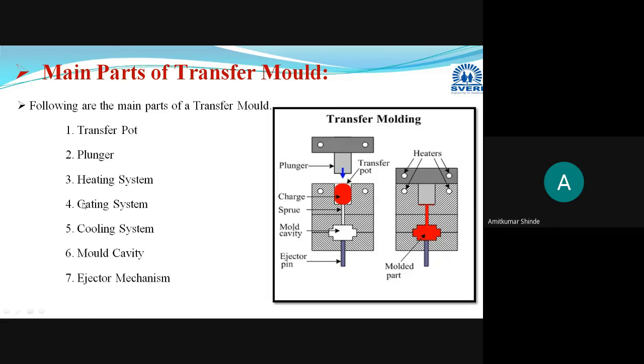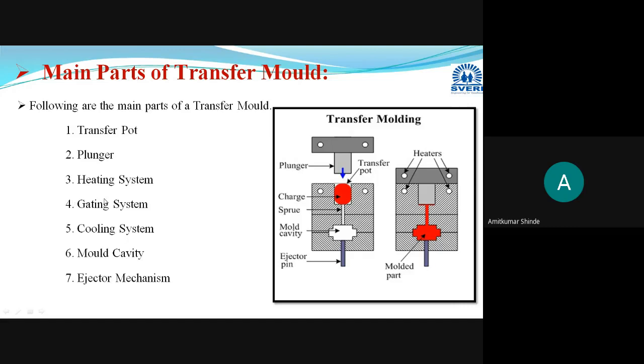Then the third part of the transfer mold is the heating system. These circular spots indicate the heaters. For doing the heating, we can use different mediums, like an electrical medium, or oil or steam. With the help of that, we provide the required heating. The mold is heated, and the required heating is given with the help of these heaters.